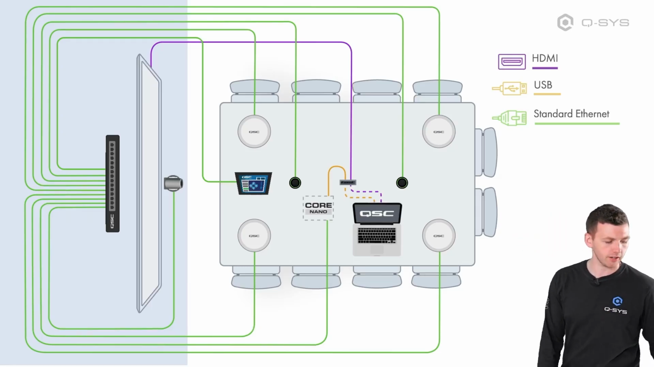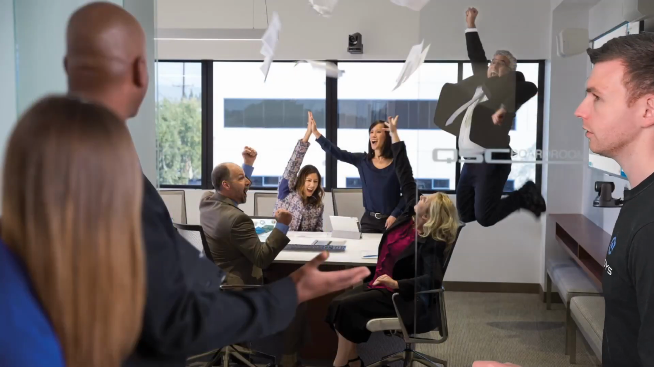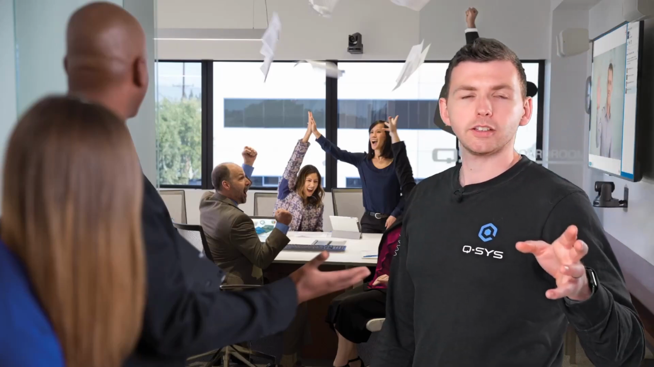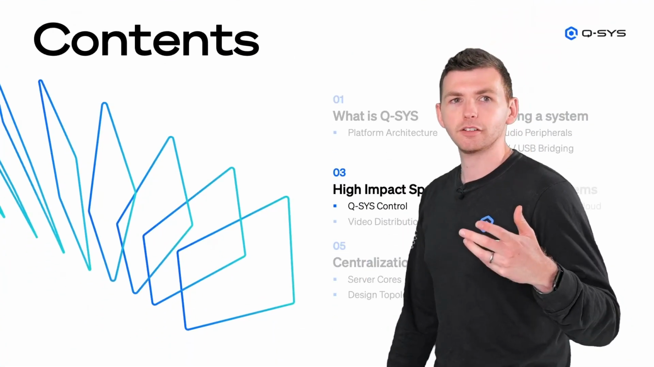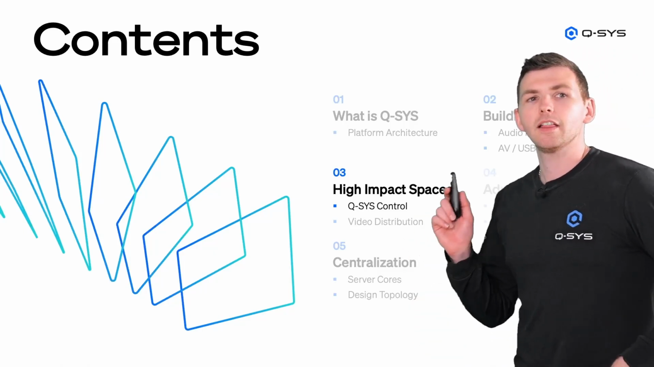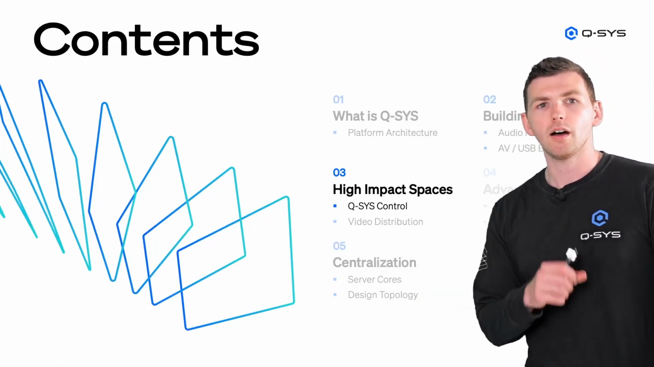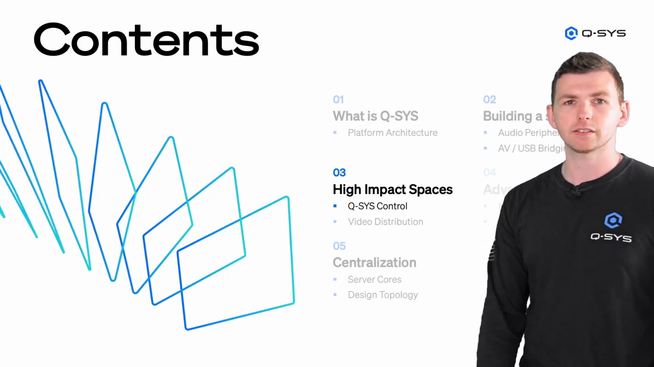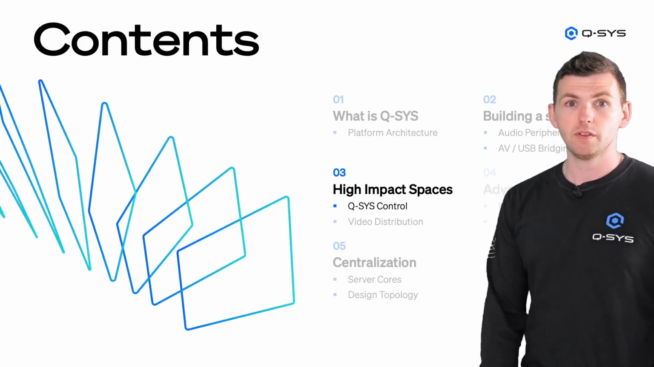So there we go. Let's just check everyone's very happy in the meeting room. Yeah, cool. Looks like they're all good. That's great. So wonderful. Let's pause here. All right, we've designed our first room. We're going to take a quick break. Then we're going to come back and talk high impact spaces. We're going to cover control, video, and a bunch of other stuff as well. So see you in 5.